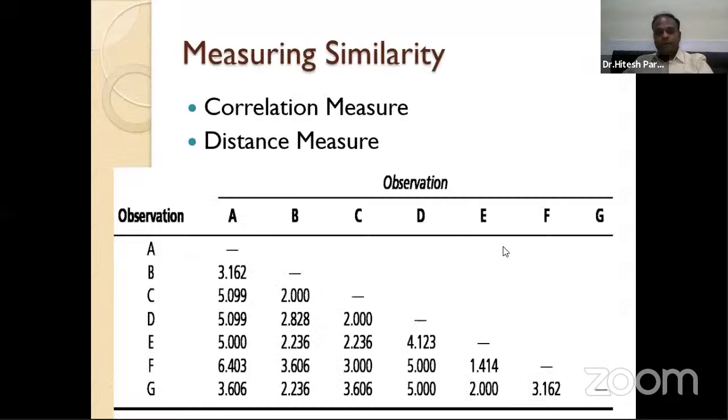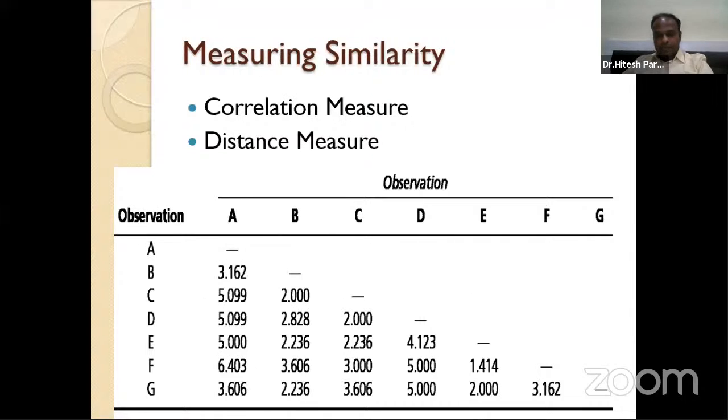Now moving further, this is our distance matrix. If the distance is smaller, we can say that these two respondents are very near to each other. If the distance is larger, we can say that they are very far from each other. So you can observe this matrix.